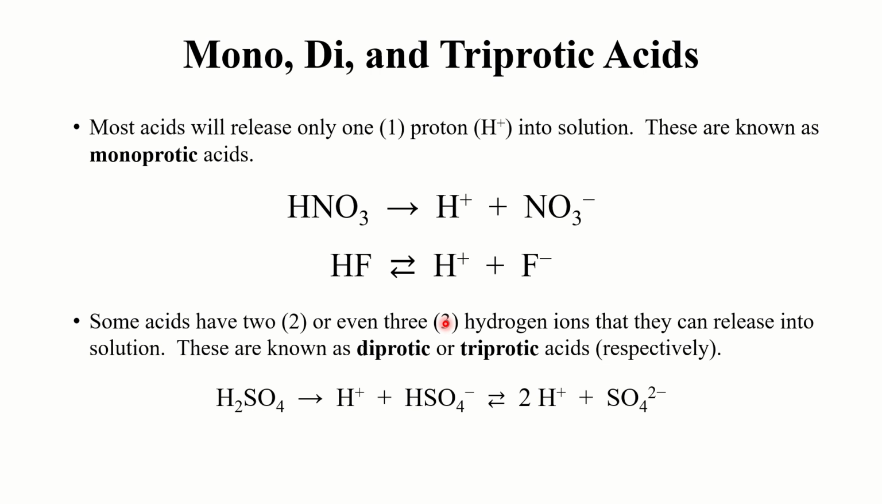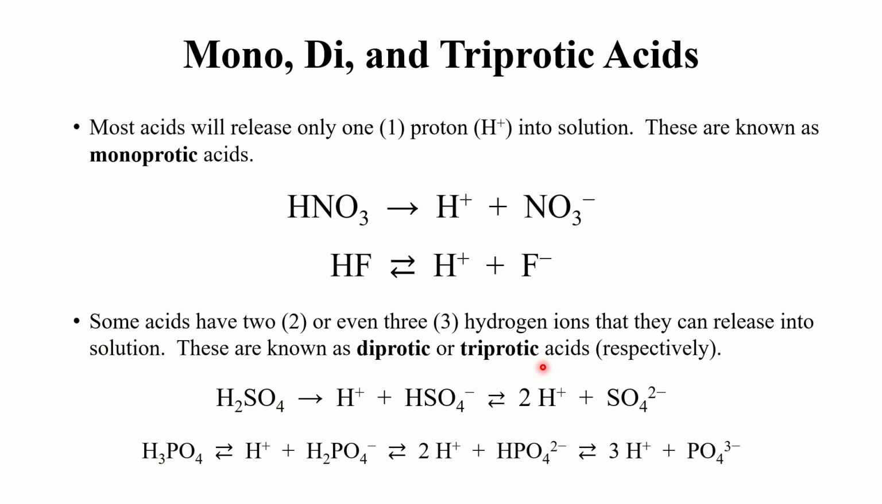So some good examples of this would be sulfuric acid. Sulfuric acid is technically a diprotic acid because it has 2 acidic hydrogens. So one hydrogen is released and we get H plus and HSO4 minus. We still have another acidic hydrogen that can be released, and so we get a second H plus forming and just leaving the sulfate ion behind. Or phosphoric acid. Phosphoric acid is a good example of a triprotic acid.